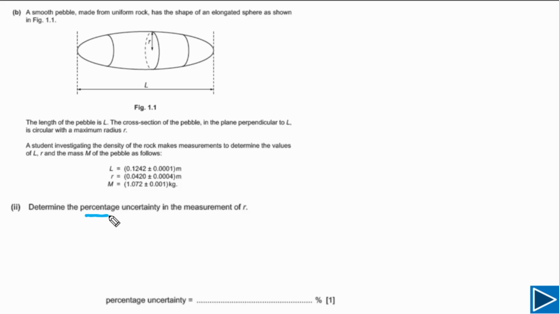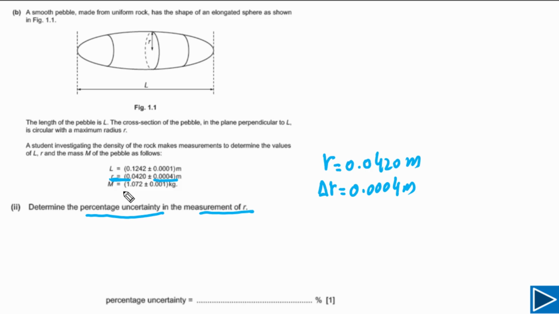For part B2, we need to determine the percentage uncertainty in the measurement of R. For R, the reading taken by the instrument is given and the absolute uncertainty is given. So simply we can rewrite this. R in this case is given, and R is equal to 0.0420 meter, and this is the reading taken by the instrument, or simply you can say the measurement. And the absolute uncertainty in R is given, that is 0.0004 meter. The question is asking us to calculate the percentage uncertainty in R.